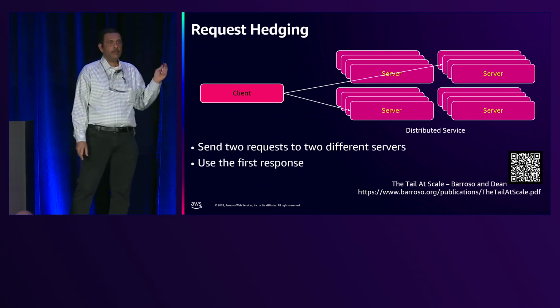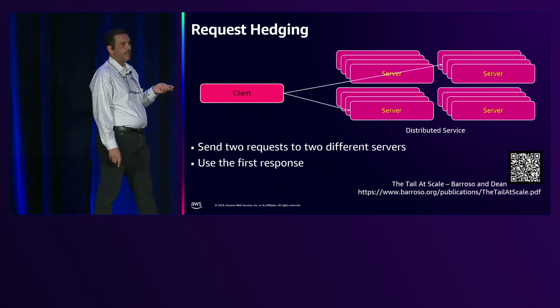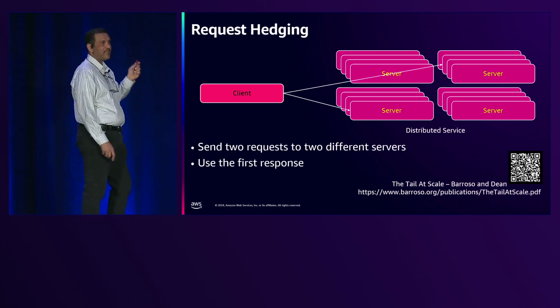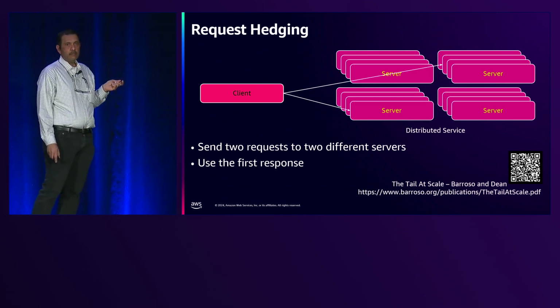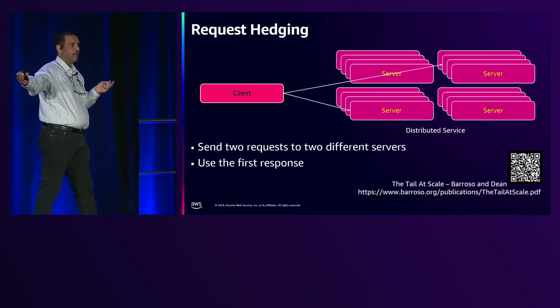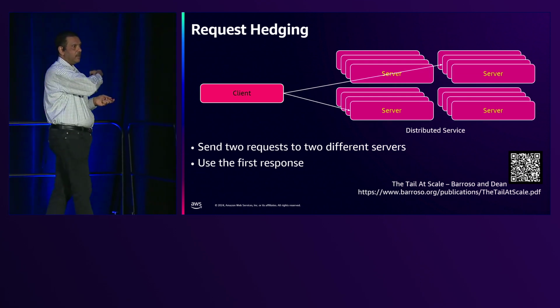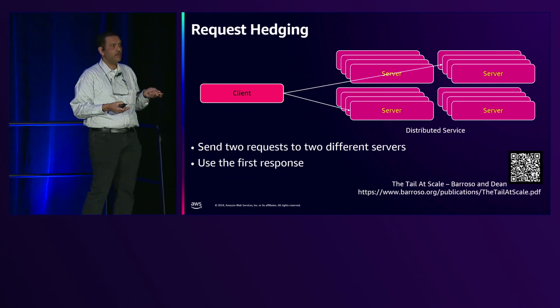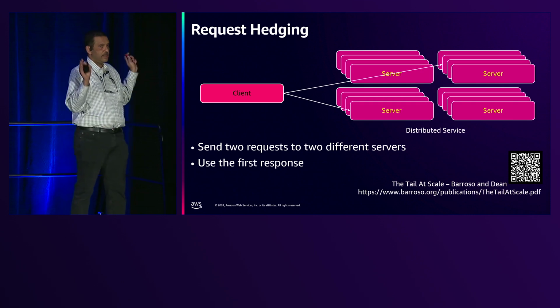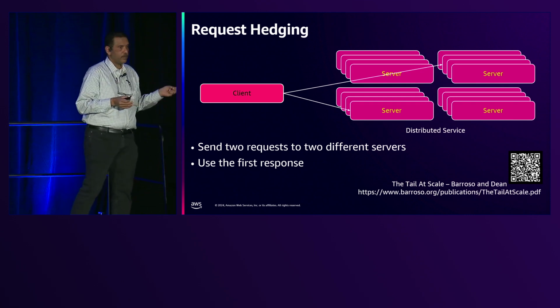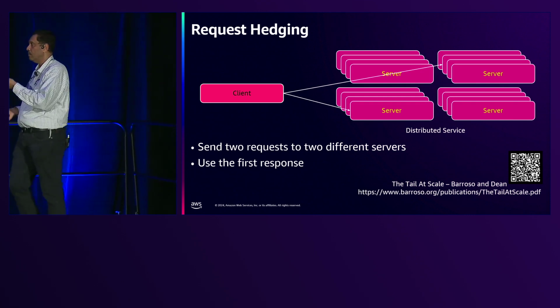If you want predictable low latency, hedge your request. Send the request to 2 servers at the same time. If one of the requests happens to be on the bad end of the latency curve, well, statistically, the other one's on the low end. Take the first response, keep moving. This is not an Amazon invention. This is a paper which came out of Google many, many years ago. There's a QR code there.